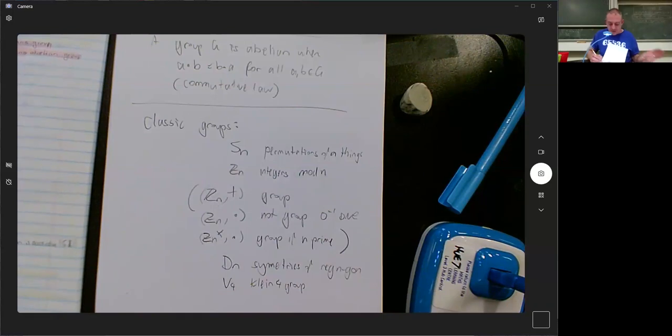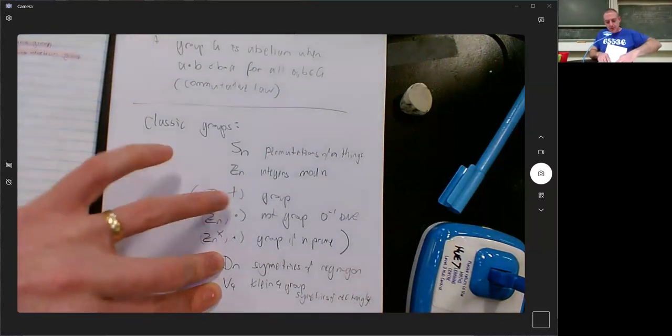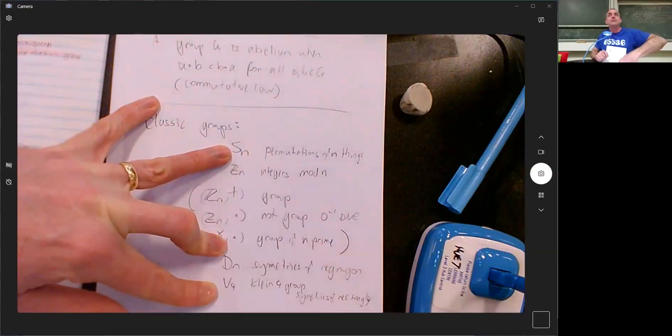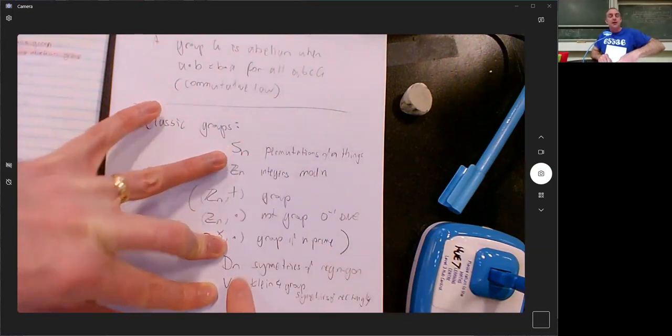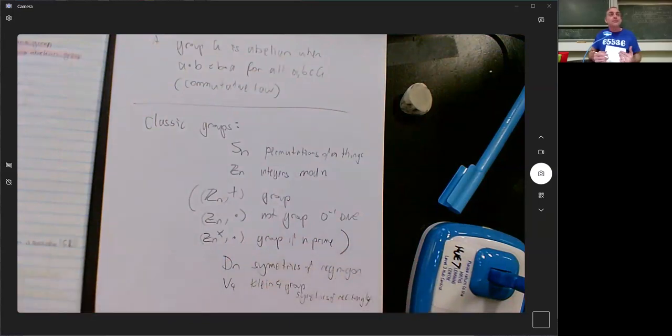And so that's the symmetries of a rectangle. And these ones are all subgroups of Sn, because by labeling the corners, you can pitch them as permutations. Cool. And so far, I think that's our list of classic groups so far.